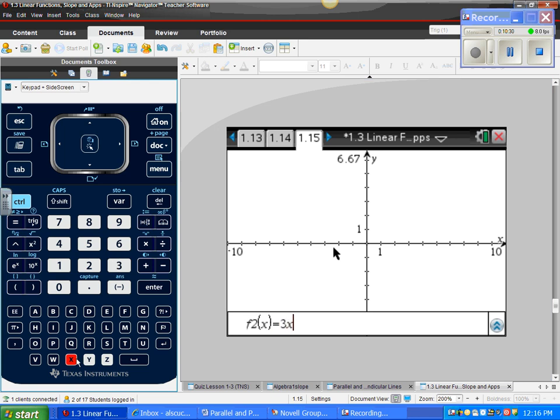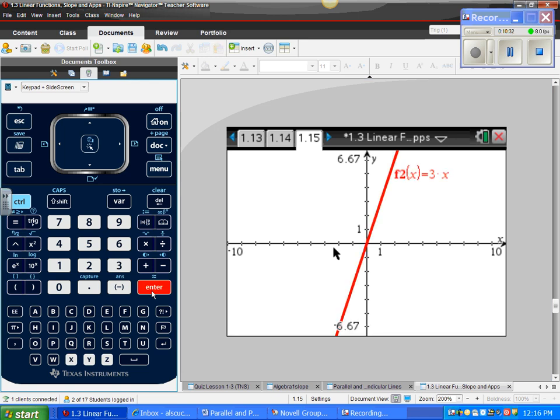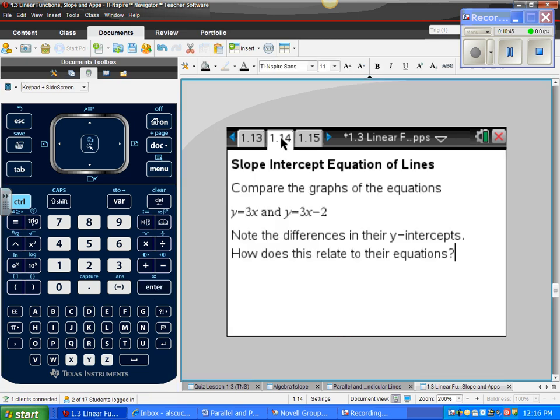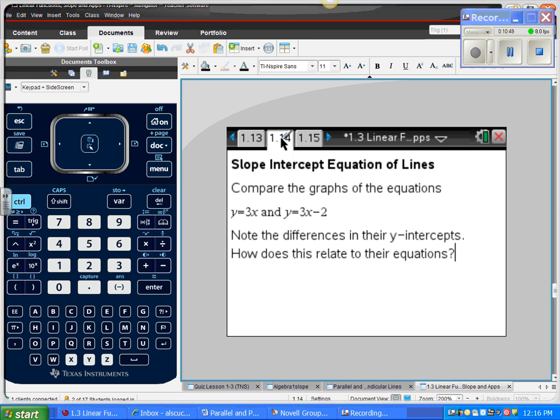So here's my 3x. Notice the y-intercept is at the origin. 3x minus 2. And this time, slope is the same. They're parallel lines, but the y-intercept is at negative 2. Okay? So the difference in their equations is going to be this value here. That's my y-intercept. So if we're talking about y equals mx plus b, we're talking about the value of b.